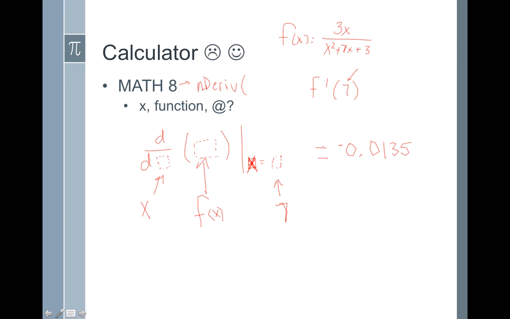The numerical derivative works pretty good. Math 8 works pretty good. It will come in very handy for us later, so you want to be able to use it. The syntax, the way the book tells you to plug things in, is a little bit different because it's an older version and it doesn't know about this new operating system. So this is what it's going to be for our calculators.